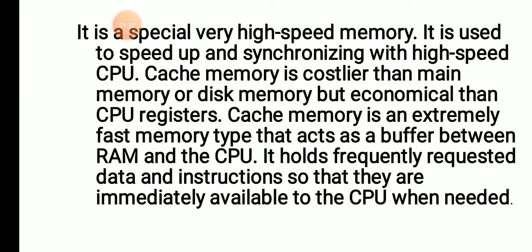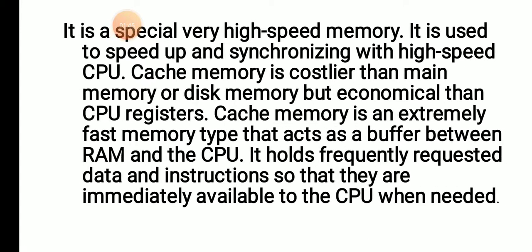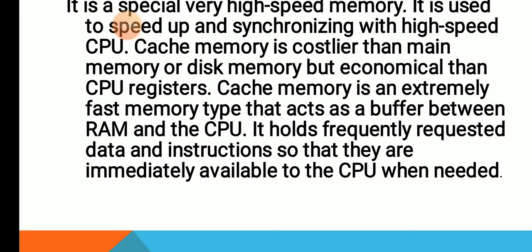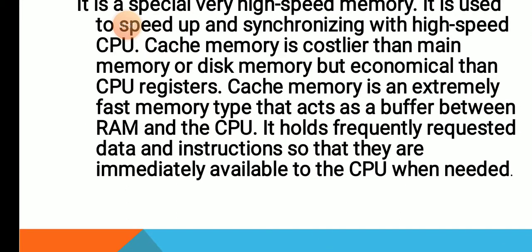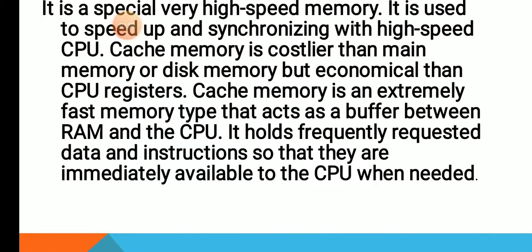Cache memory is an extremely fast memory type that acts as a buffer between RAM and CPU. You can place it between RAM and CPU. It holds frequently requested data and instructions so that they are immediately available to the CPU when needed.